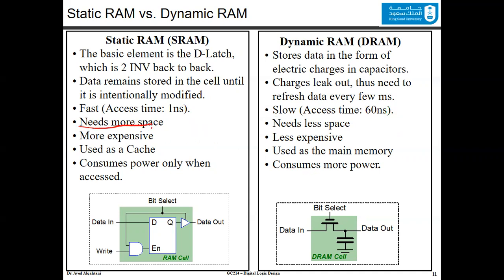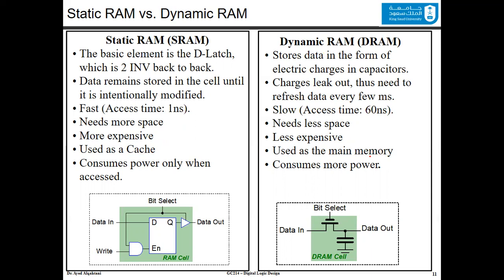It needs more space since there are many components. It needs less space here. And for the same reason, the SRAM is more expensive than the DRAM. It's used actually as cache, whether it's level 1 cache, level 2 cache, or level 3 cache. But in the dynamic RAM case, it's used as the main memory.